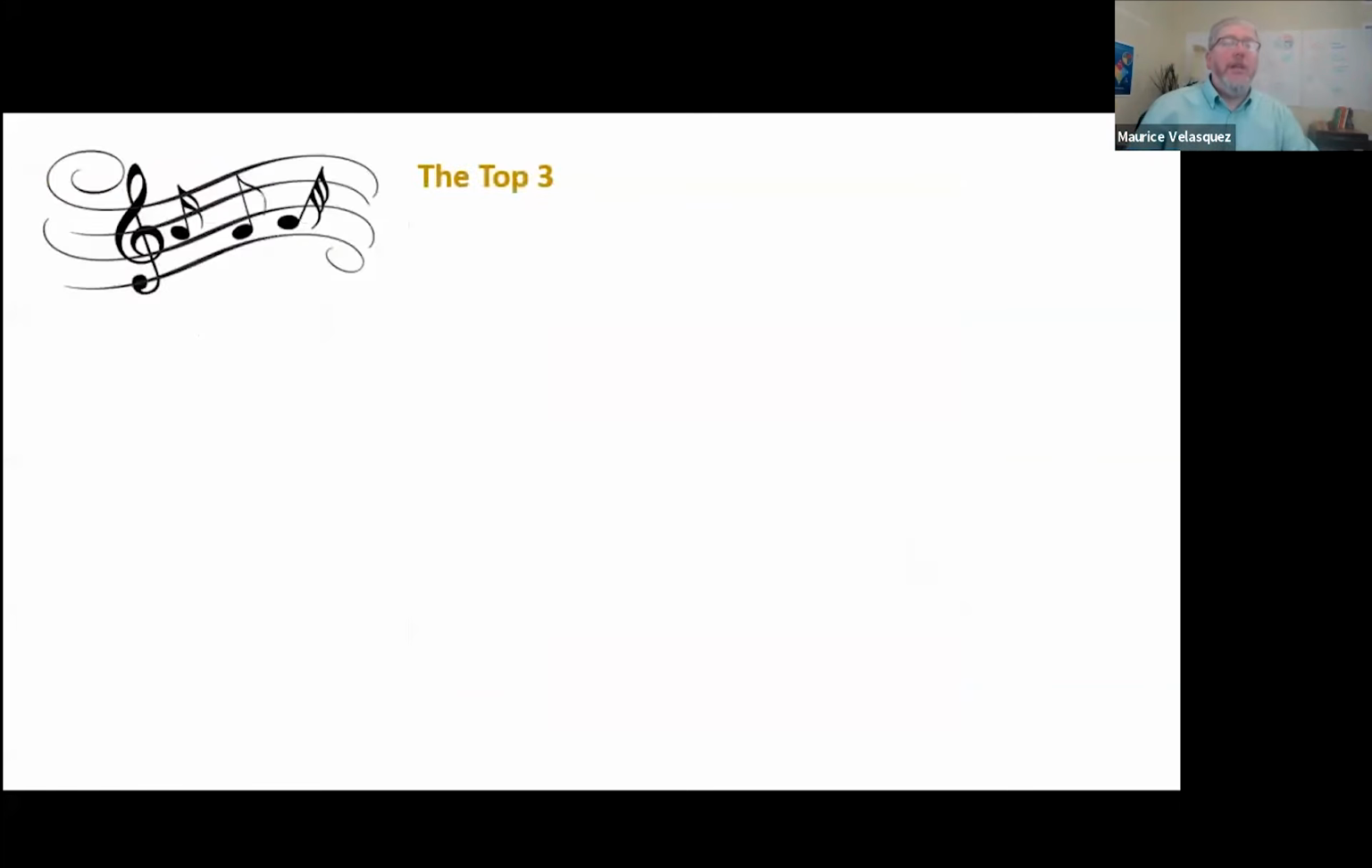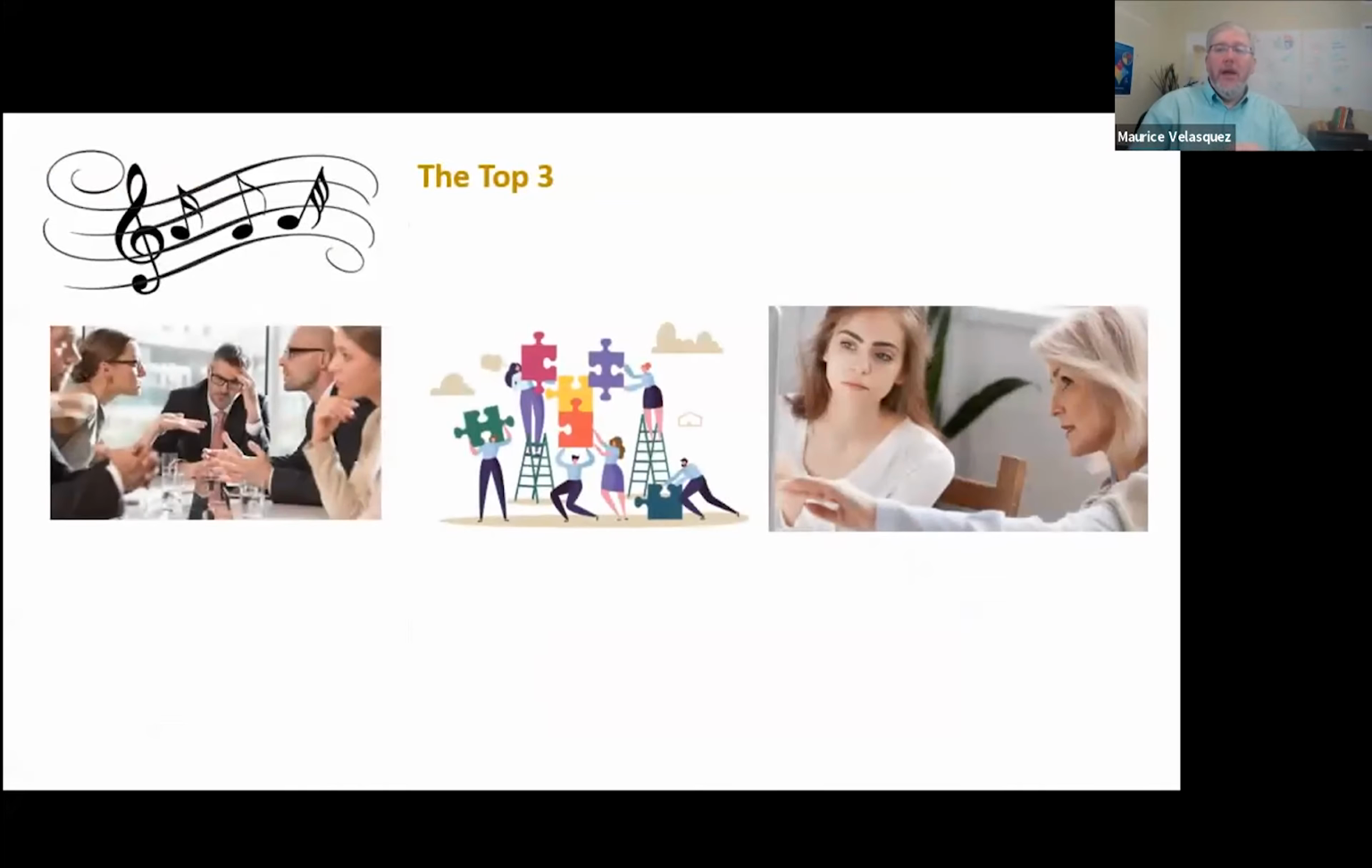So let's go right down to it. Here's the top three. There they are in picture form. They're real simple to visualize, and let me lay them all out. Number one is, if you want to engage your team members, you have to help them and their teams deal with and know how to solve problems and disagreements.